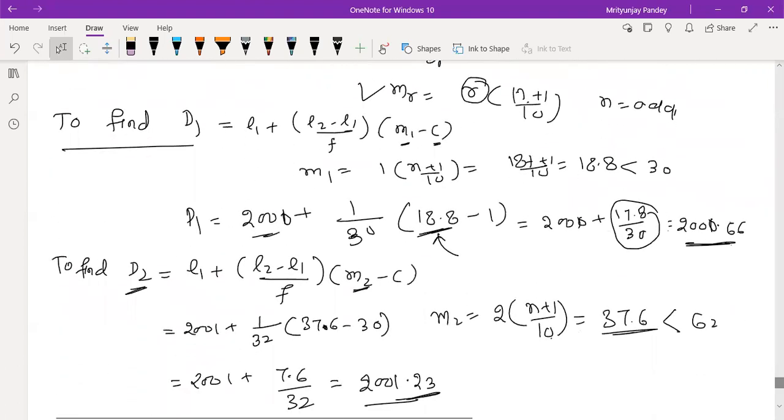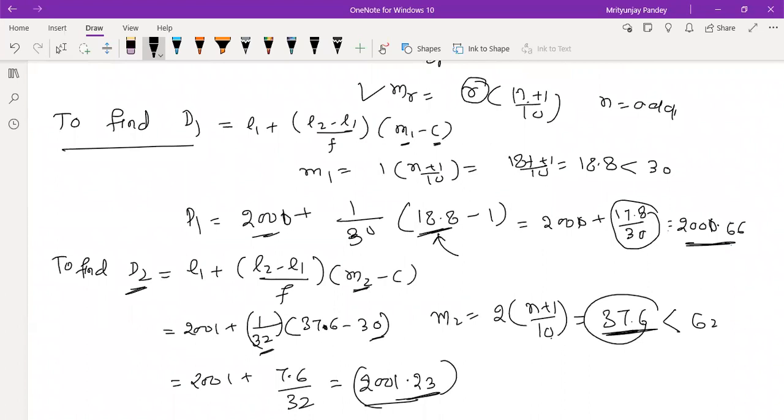L1 equals 2001, L2 minus L1 is 1, the corresponding frequency is 32, and M2 is 37.6 minus the preceding frequency C, which is 30. After solving, you will get the value of this one.